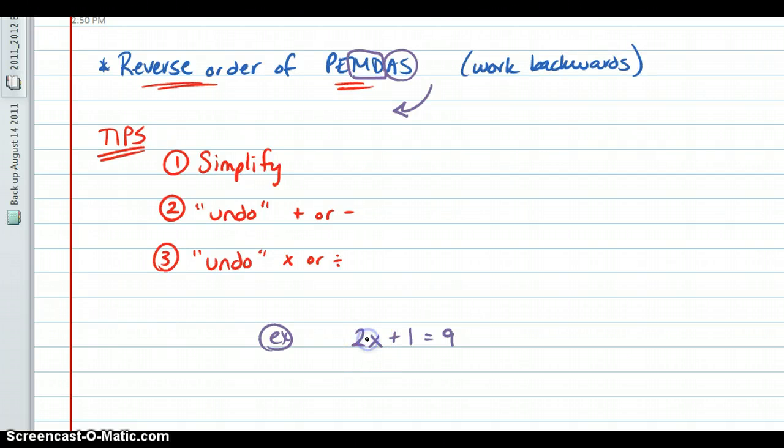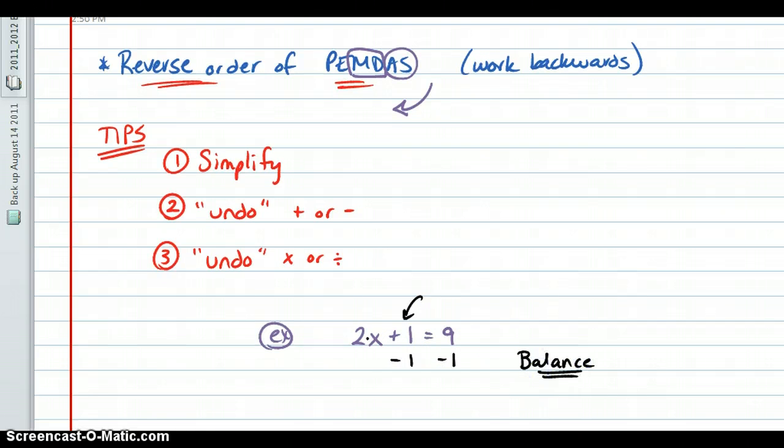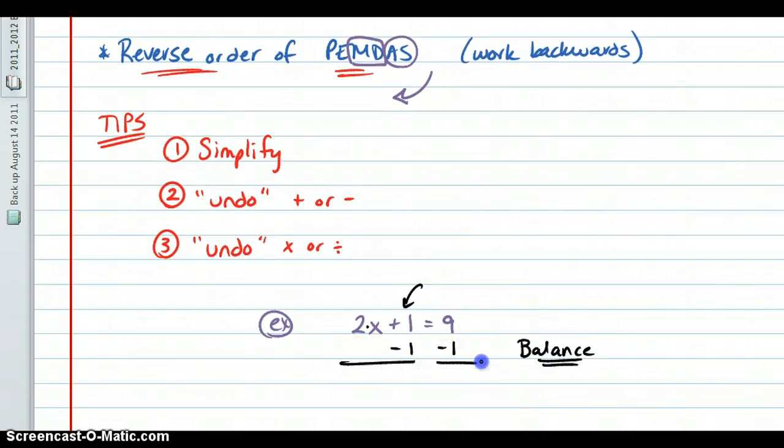We see that we do have multiplication. We're not going to touch that yet because we see this plus 1. So 2 times x plus 1. I'd like that to drop out. In order for it to drop out, I need to subtract 1 from each side. So I'm balancing. Make sure that you do that. And let's go ahead and write what we get.